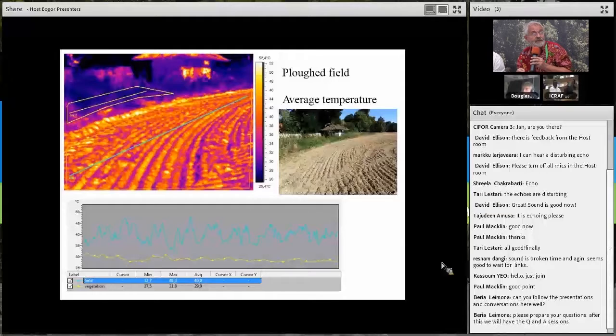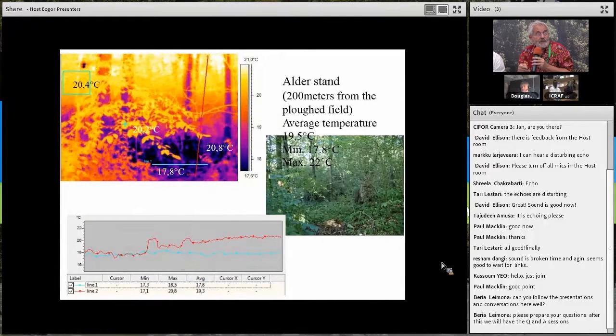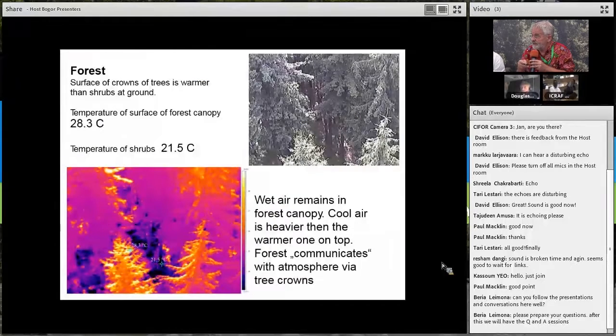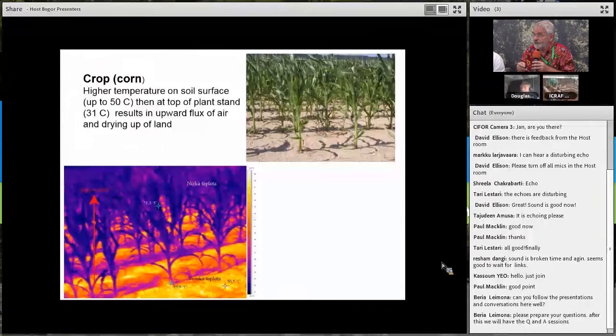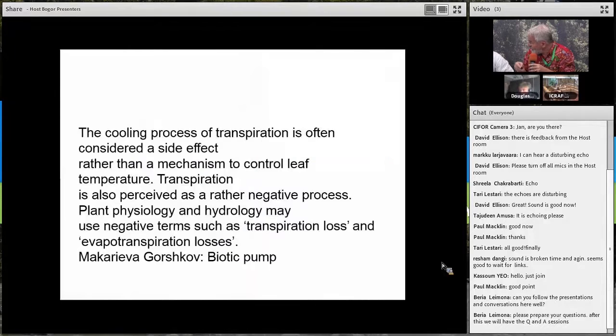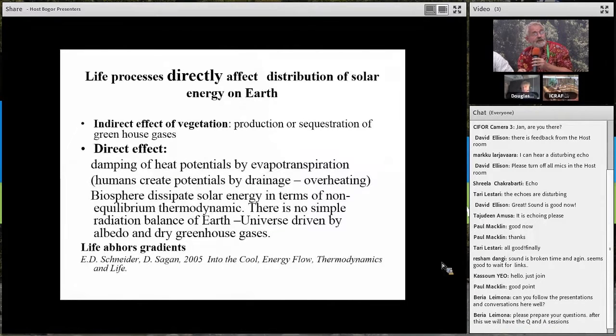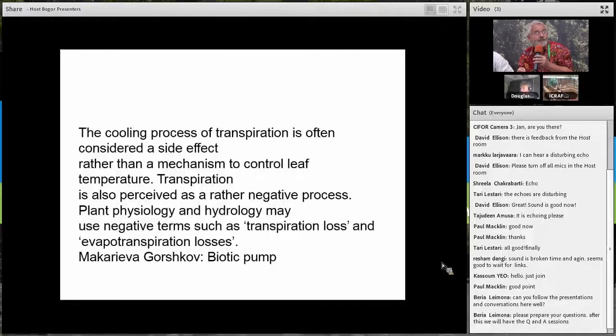So I think the main message coming out of that work is that it is possible to visualize the surface temperature, that these infrared pictures combined with normal pictures do help make the story very clear to people that forests are cool, that evapotranspiration is a cooling effect, and that we can in that way directly relate the hydrological cycle to temperature. And this does seem to be aligned with the Makarieva-Gorshkov biotic pump theory that Douglas was explaining to us before.